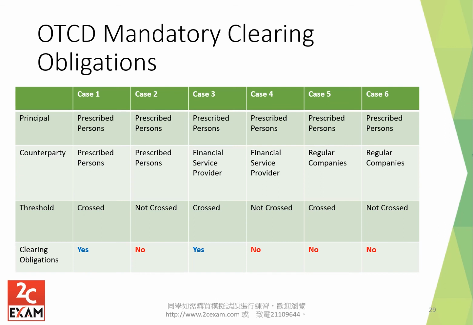So this is a table that details OTCD mandatory clearing obligations. In case 1, if it is a trade between a prescribed person and another prescribed person and the threshold has been crossed, then clearing obligation certainly is applicable. And in case 2, since the threshold is not being crossed, clearing obligation is not there at all. For case 3, it is between a prescribed person and a financial service provider and the threshold has been crossed, then there's clearly clearing obligation. And for case 4, it is between a prescribed person and financial service provider. However, the threshold is not being crossed. Therefore, there is no clearing obligation. And for case 5 and 6, since it is between a prescribed person and a regular company, it doesn't really matter whether the threshold is being crossed. Clearing obligations will not be applicable at all.